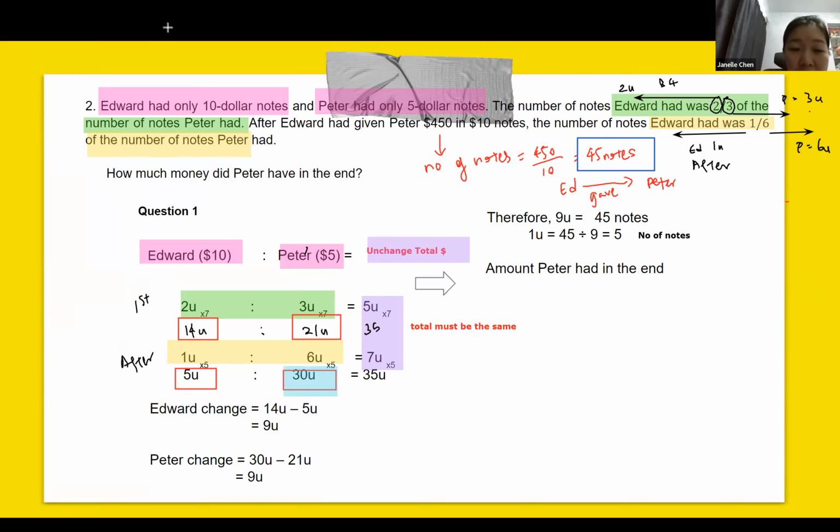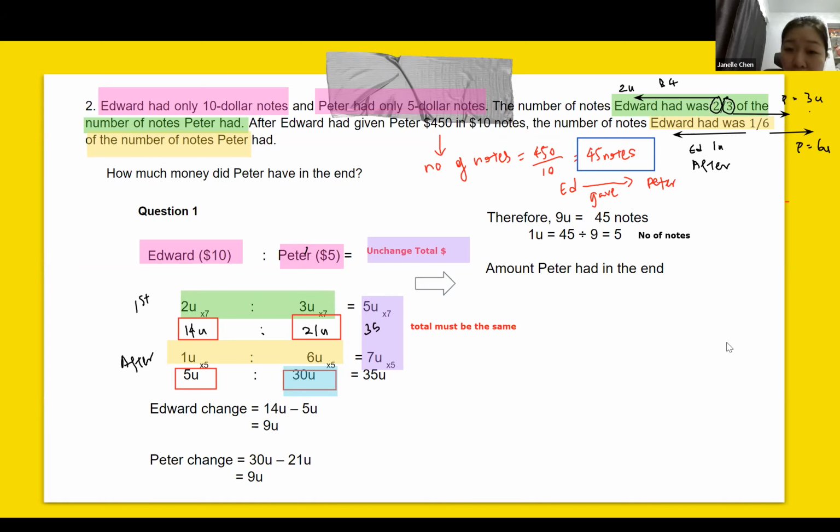Please bear in mind that Peter used to only have $5 notes. But because Peter received $450 in $10 notes from Edward, we need to count the money in 2 sets. One set in $10 notes, one set in $5 notes. So I will first find the total number of notes that Peter had, which is 30 times 5, which gets me 150.